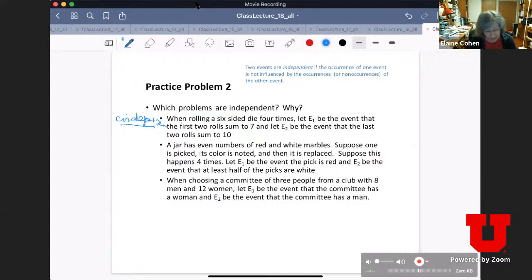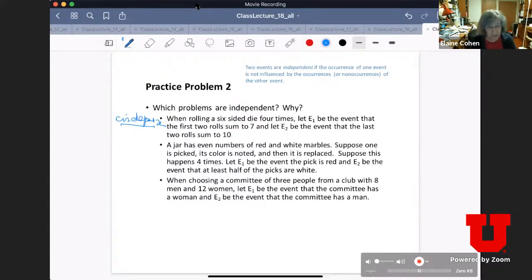The second one is you have a jar with an even number of red and white marbles. Suppose you pick one, note its color, and put it back in the jar. That's called picking with replacement. You do that 4 times. So it is the case that the probability of any one pick is not affected by the other.